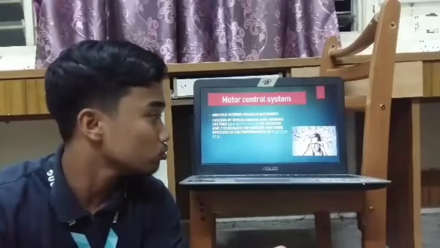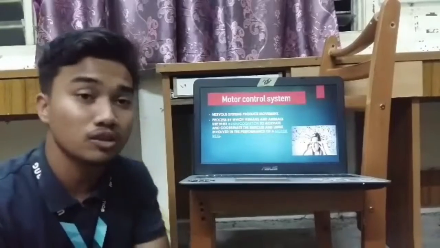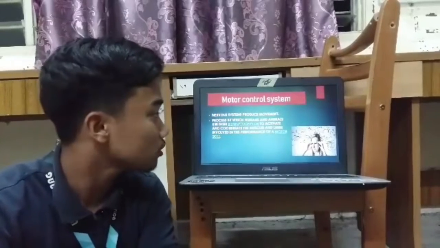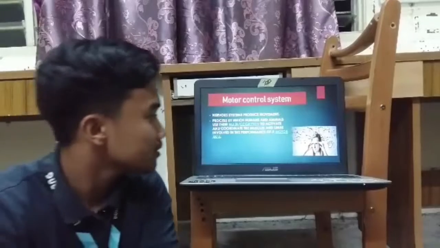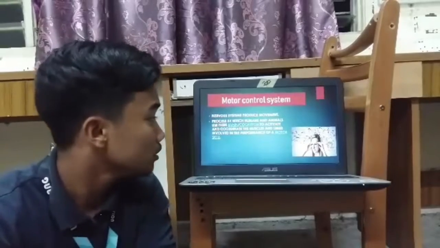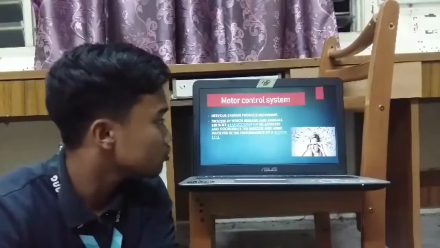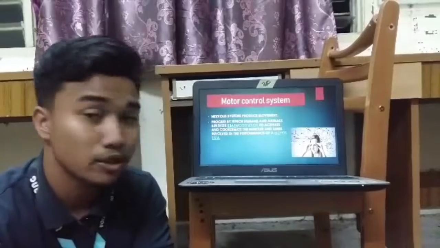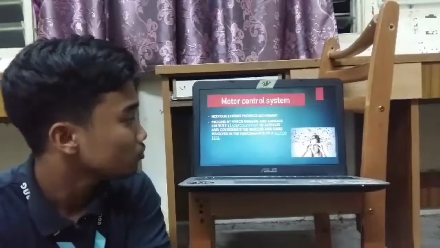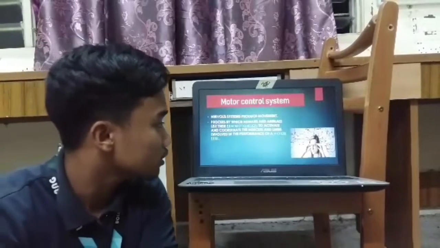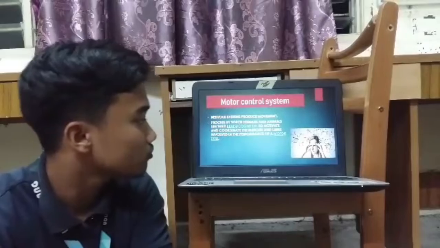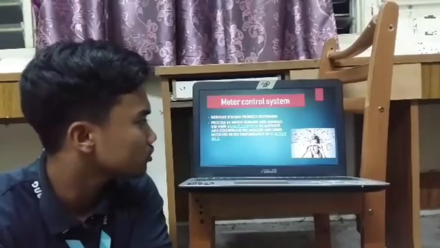Okay, we go to the specific definition of the motor control system. Firstly, the nervous system produces movement. Secondly, it is the process by which humans and animals use their brain or cognition to activate and coordinate their muscles and limbs involved in the performance of motor skills.